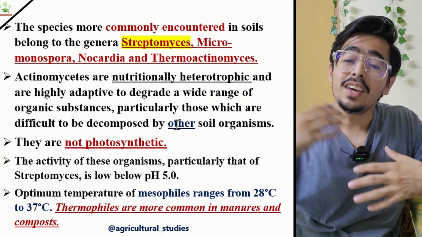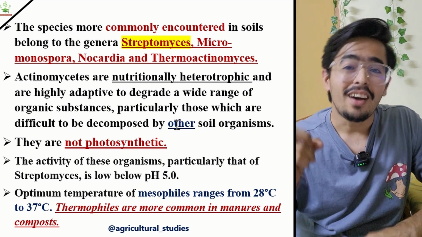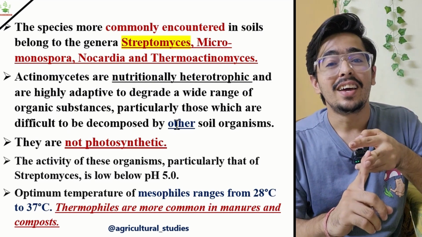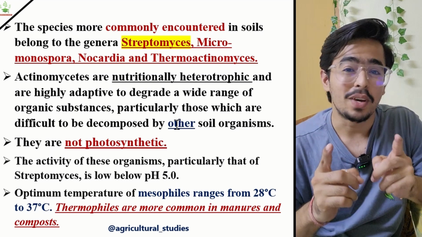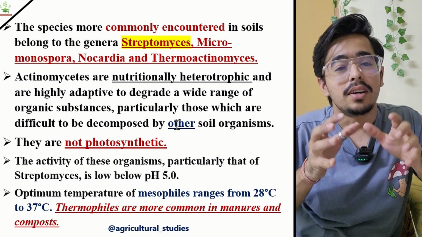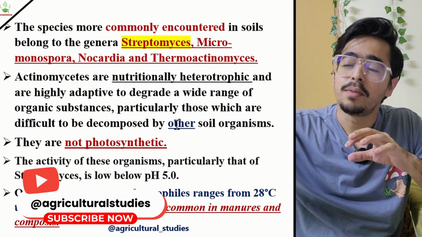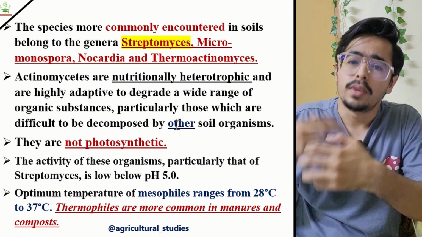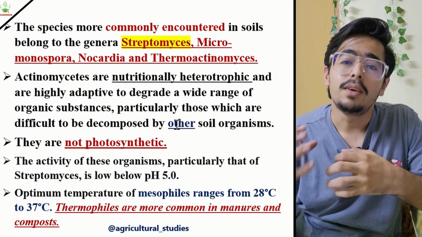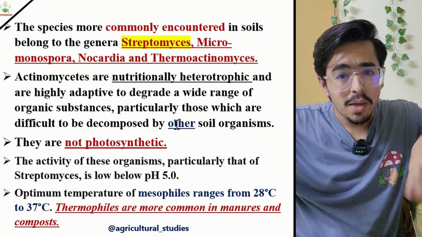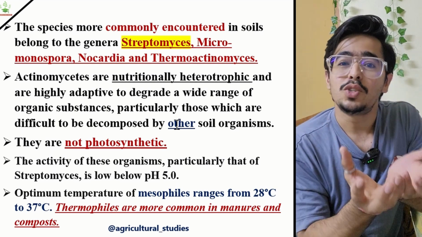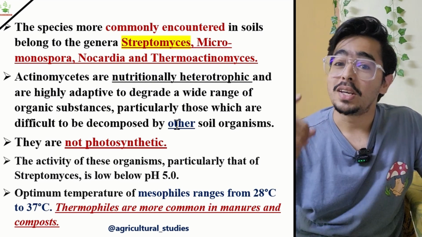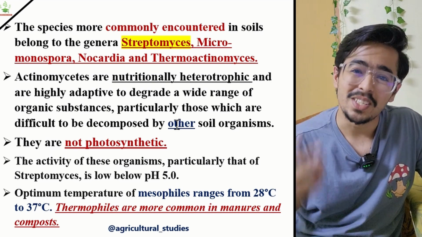What are the other soil organisms? The bacteria and the fungi. The things that are not decomposed by the bacteria and fungi are decomposed by actinomycetes. Please remember that. For any compound being decomposed by the bacteria and fungi, if some part is not decomposed, like complex substances that the bacteria or fungi are unable to decompose, the residual compound will be decomposed by actinomycetes. So the actinomycetes are stronger at decomposing things, right?